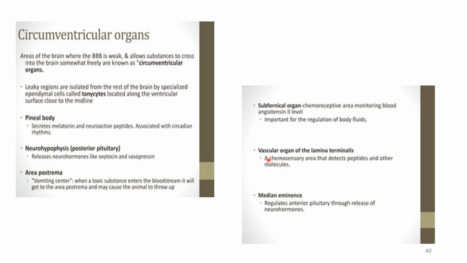And VOLT, that is vascular organ of lamina terminalis. It is also a chemosensory area that detects peptides and other molecules. And median eminence, it regulates the anterior pituitary through release of neurohormones. So the pineal body, posterior pituitary, area postrema, subfornical organ, VOLT and median eminence. So these are the circumventricular organs where the blood-brain barrier is weak.